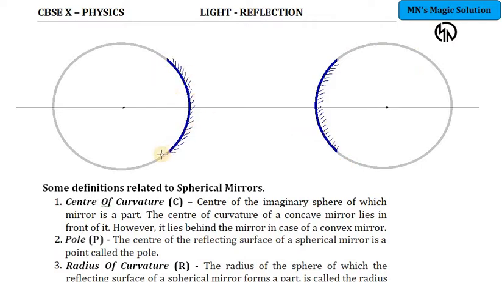இதை ஏன் concave னு சொல்றோம்? Because reflecting surface is inside and the silvered surface is outside. If the reflecting surface is inside, you call it as concave. And if the reflecting surface is outside and the silvered surface is inside, you call it as convex.